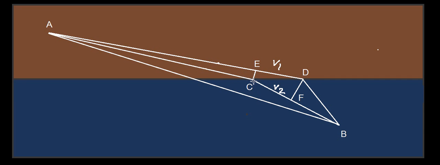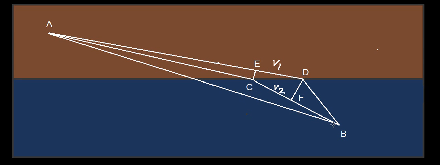Let us suppose that the velocity of light in this medium is v1 and that in the second medium is v2. Then we have to examine the times taken to travel through these paths part by part. In this diagram, CA is perpendicular to AD and DF is perpendicular to CB.